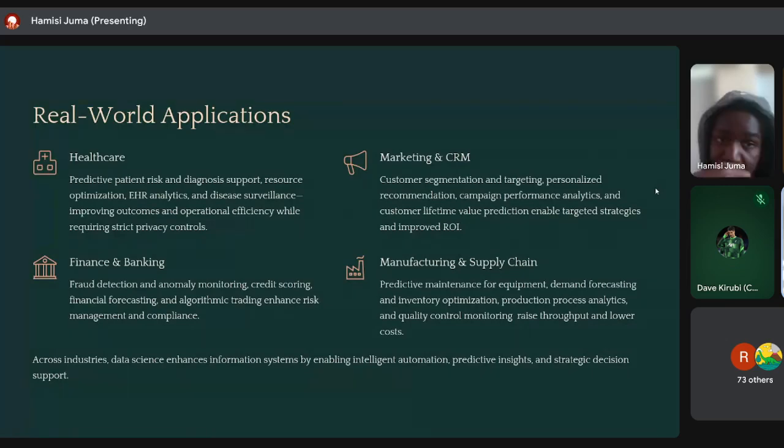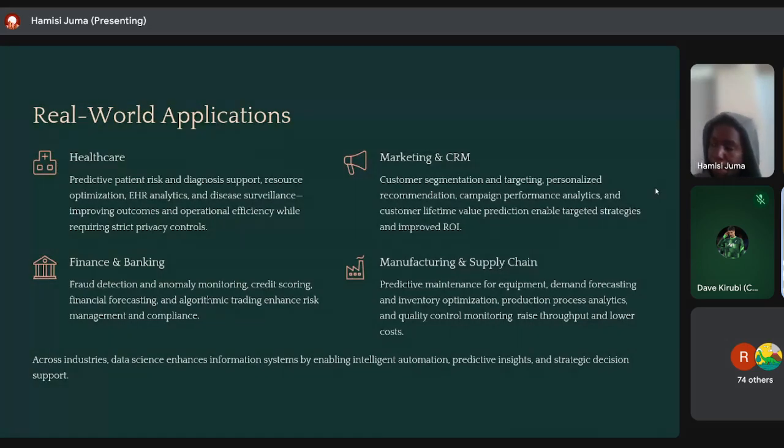We have EHR analytics, where we extract insights from digital patient records to improve treatment quality and operational efficiency. And we have disease surveillance, where we track population health data and detect outbreaks and support public health planning.